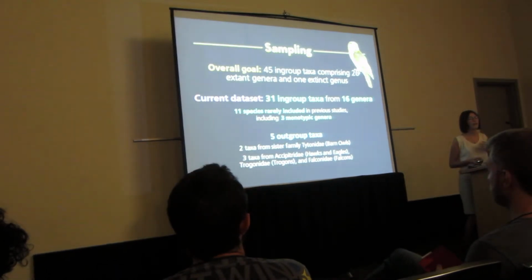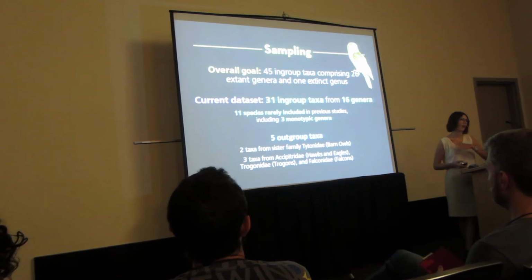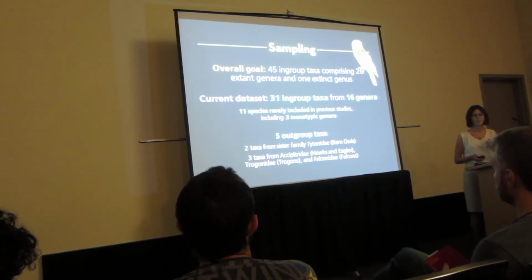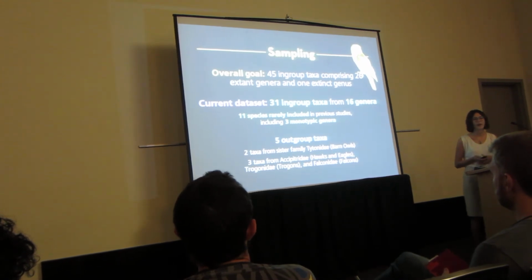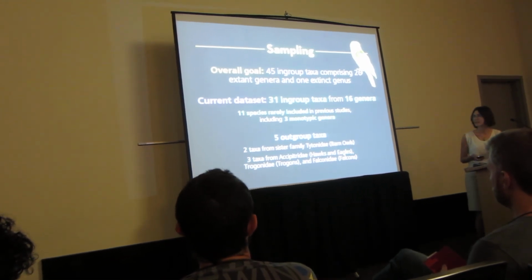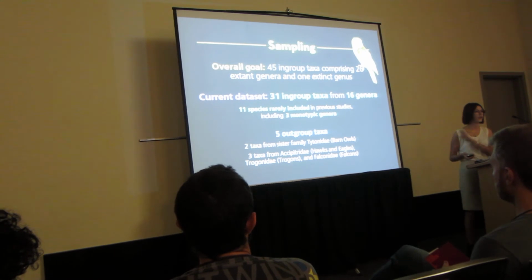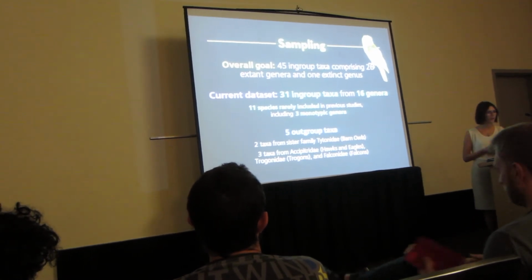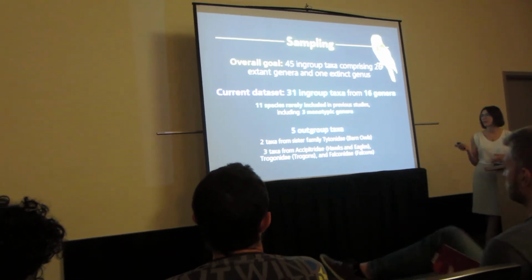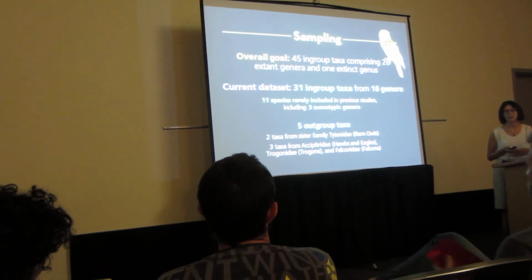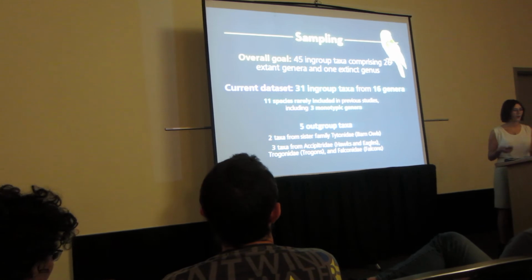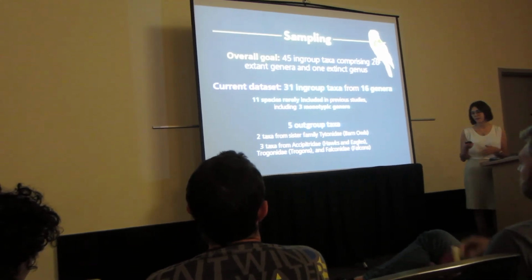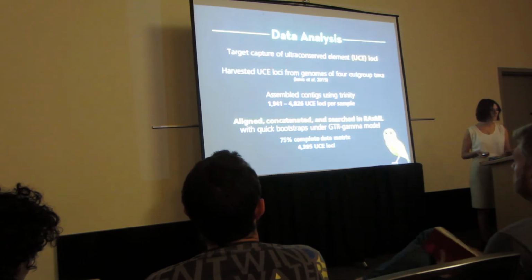So overall, we will have 45 samples that comprise all 26 extant genera and a sample of the monotypic Sceloglaux, which went extinct from New Zealand in the early 20th century. Like I said, this is the first pass of this project, so this data set includes 31 of those from 16 genera, including 3 of those monotypic species. We also have 5 outgroup taxa, 2 from the sister family barn owls, and 3 from other orders of birds.